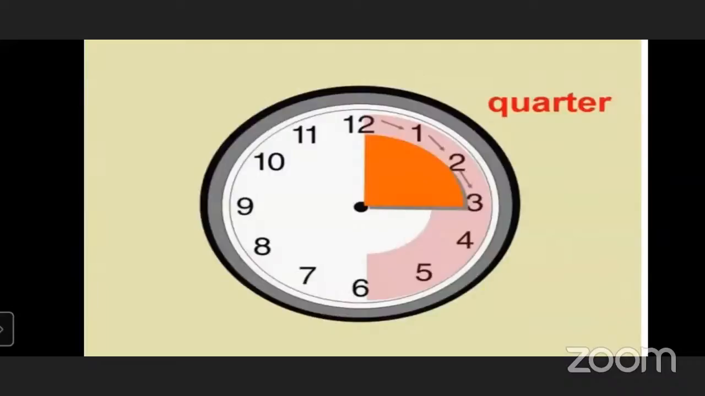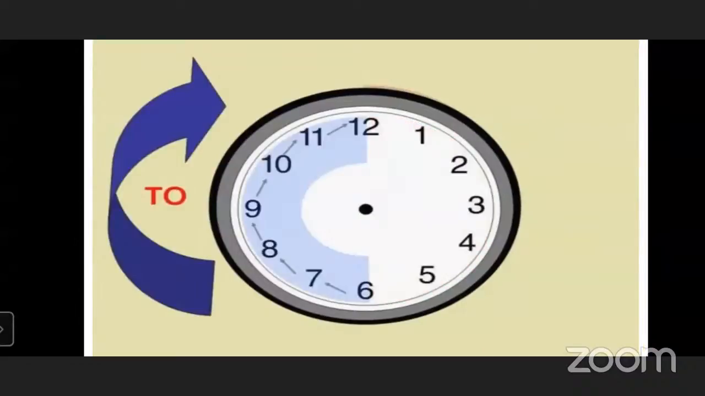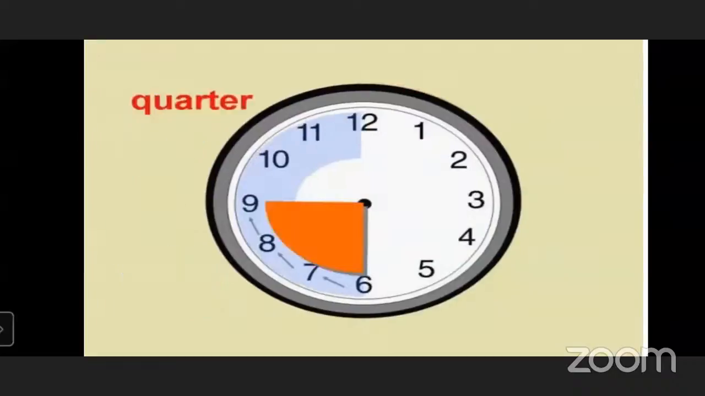Likewise, the quarter from 12 to 3 is one quarter. From 12 to 6 is a half part of the clock, so it is half of the whole clock. From 6 to 12 is the next half, but it is called to. In the previous slide, we saw past 12. Now it is the quarter from 6 to 9, which is also a quarter to.